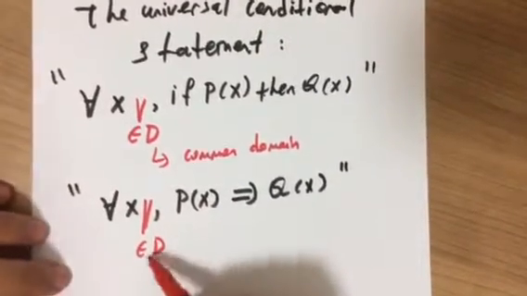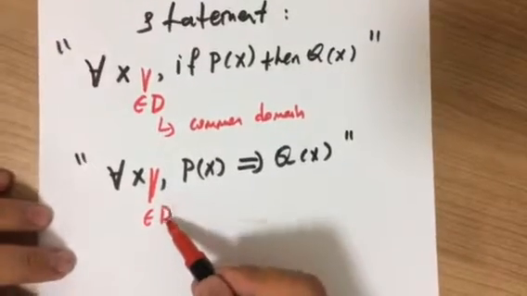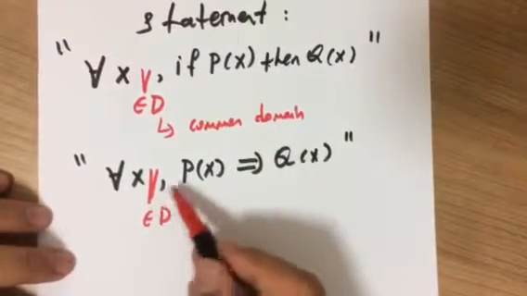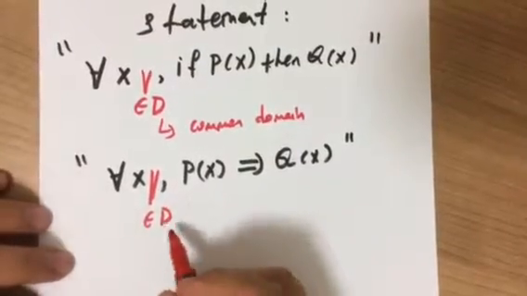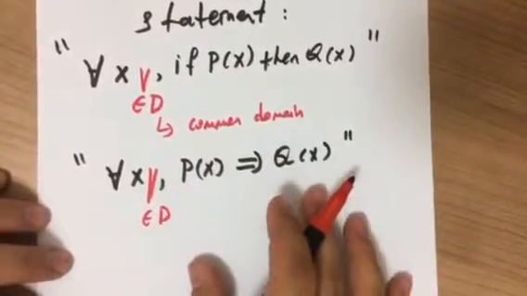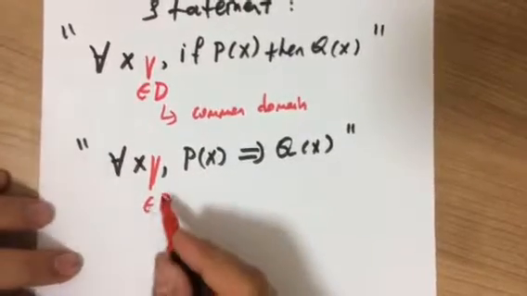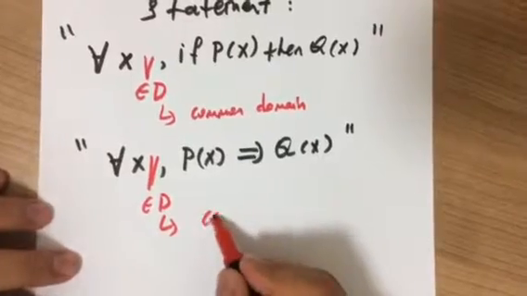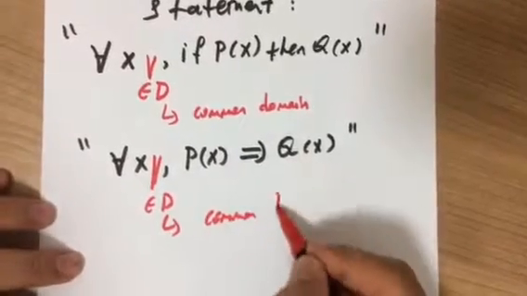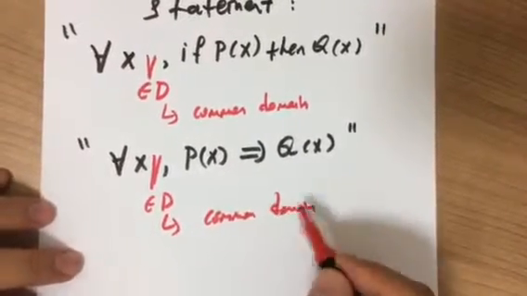Otherwise, this domain is always understood from the context of the text you're reading, as in a mathematical paper. It's always understood from the statements. Of course, it's again a common domain.